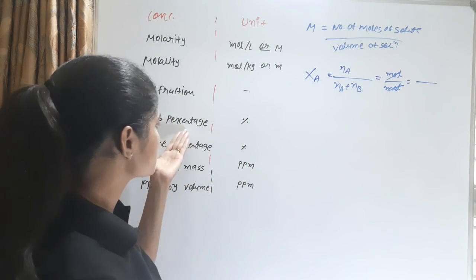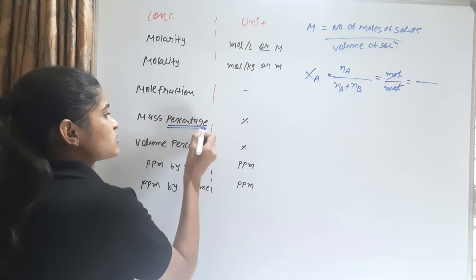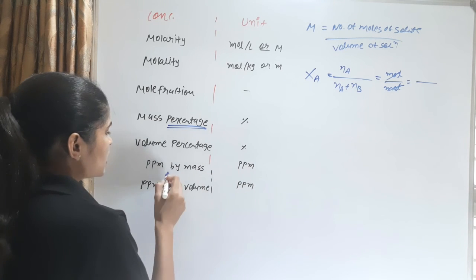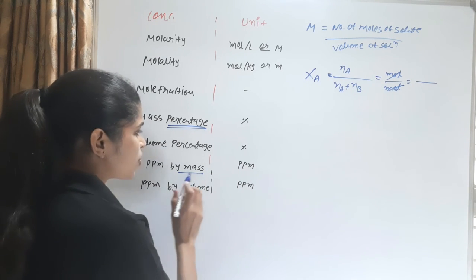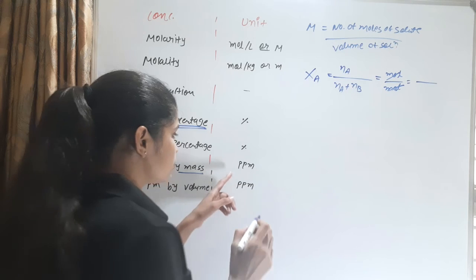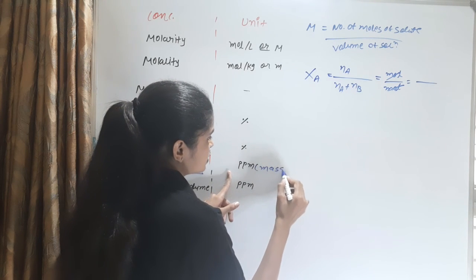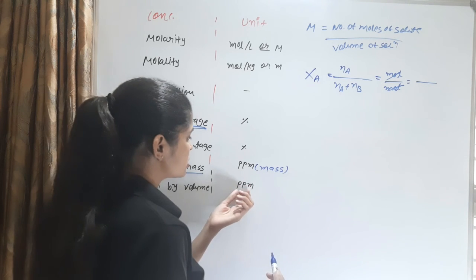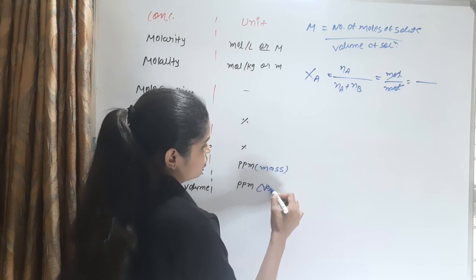Then mass percentage is given in percentage, so its unit is percentage. Volume percentage, its unit is percentage. Then ppm by mass, parts per million by mass, so its unit is parts per million by mass. And similarly, parts per million by volume.